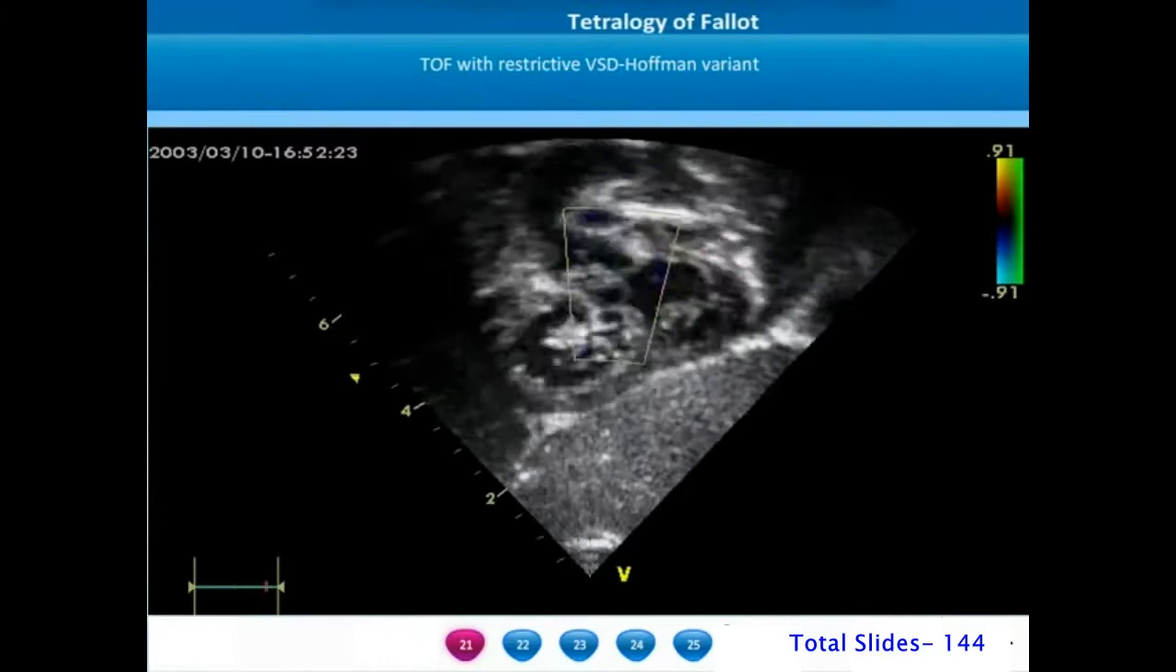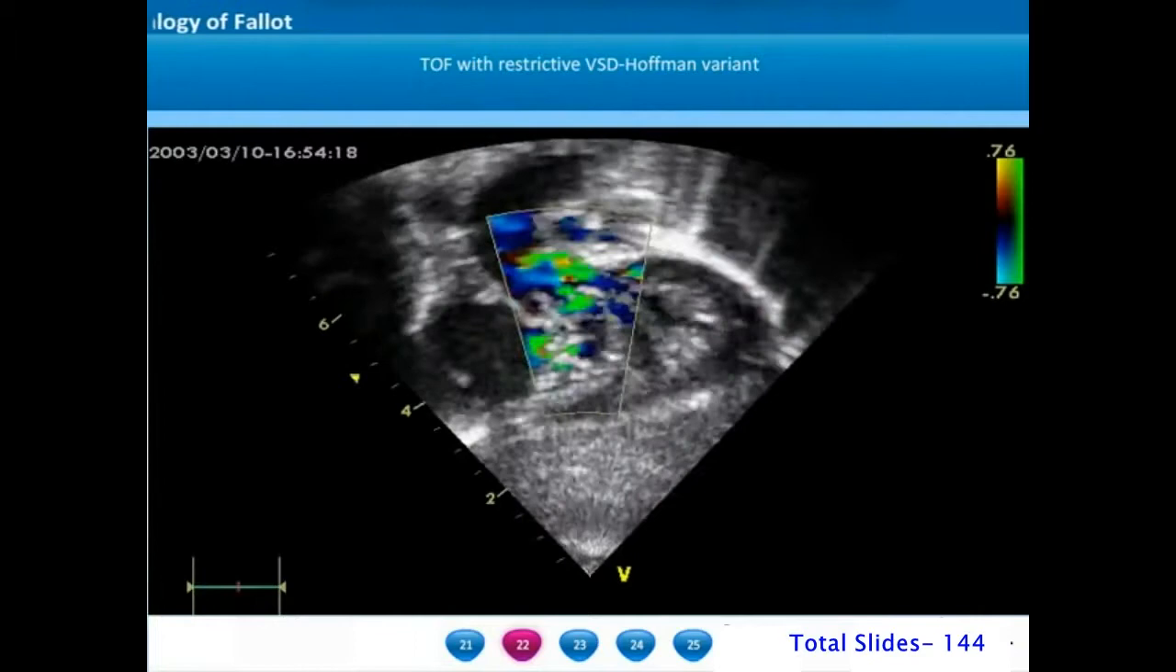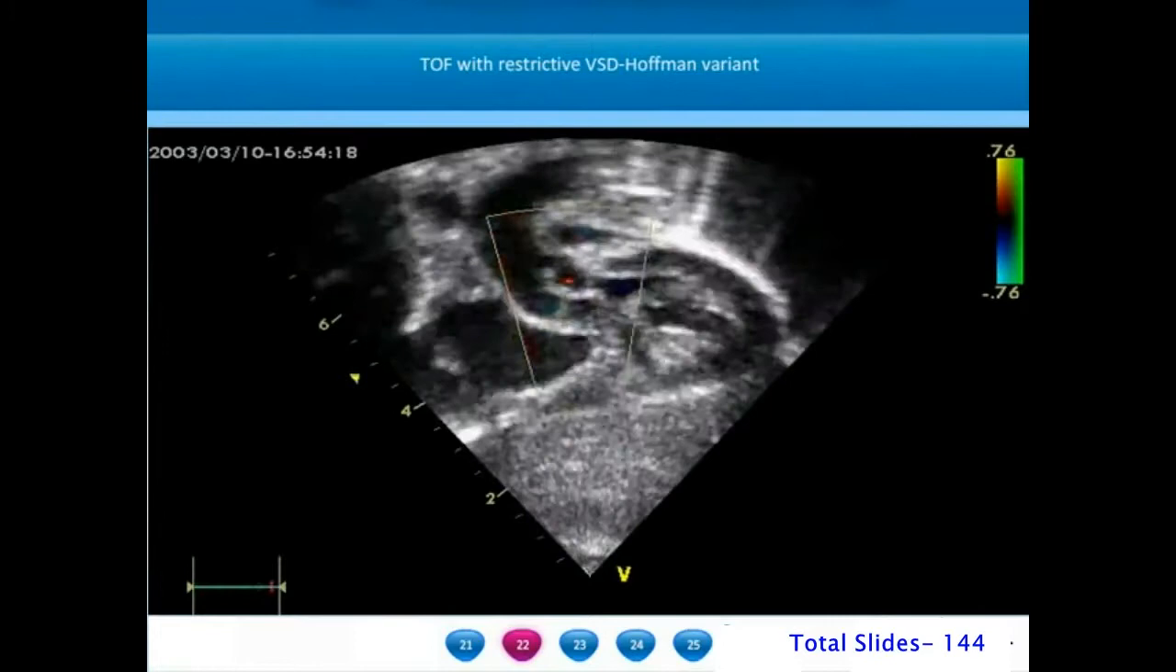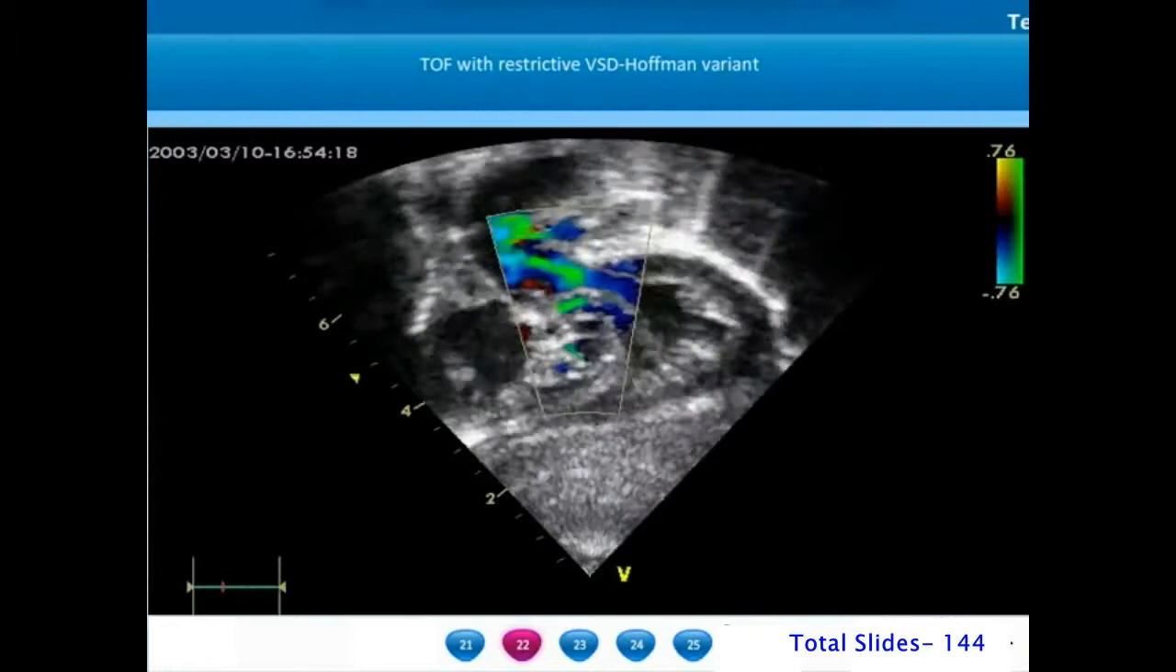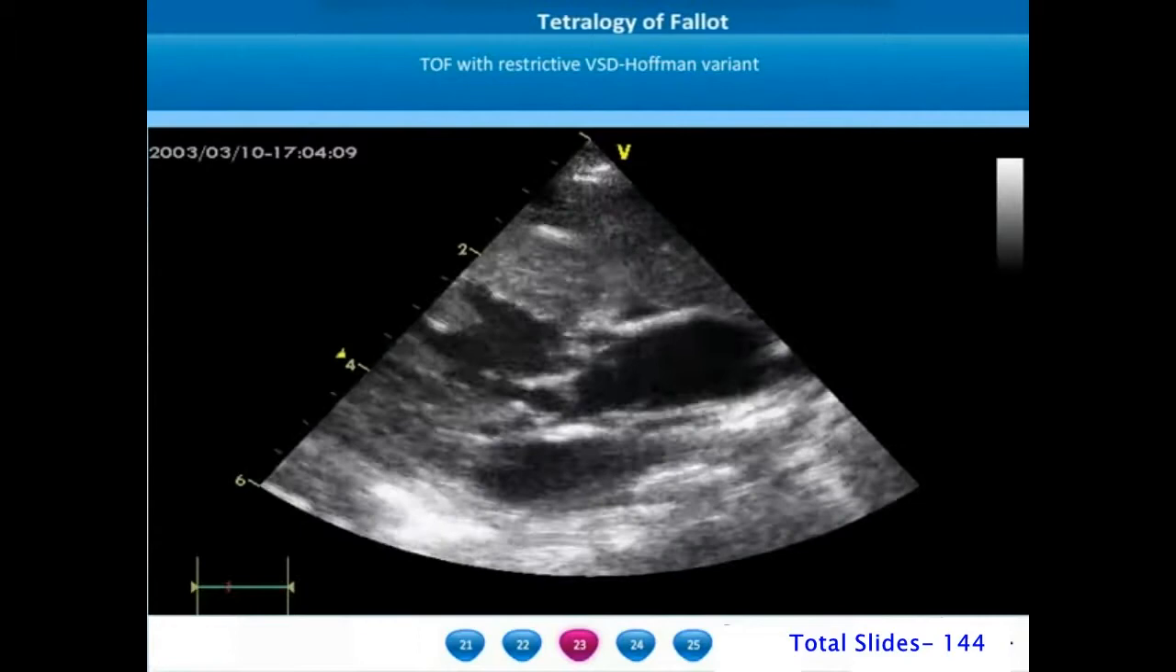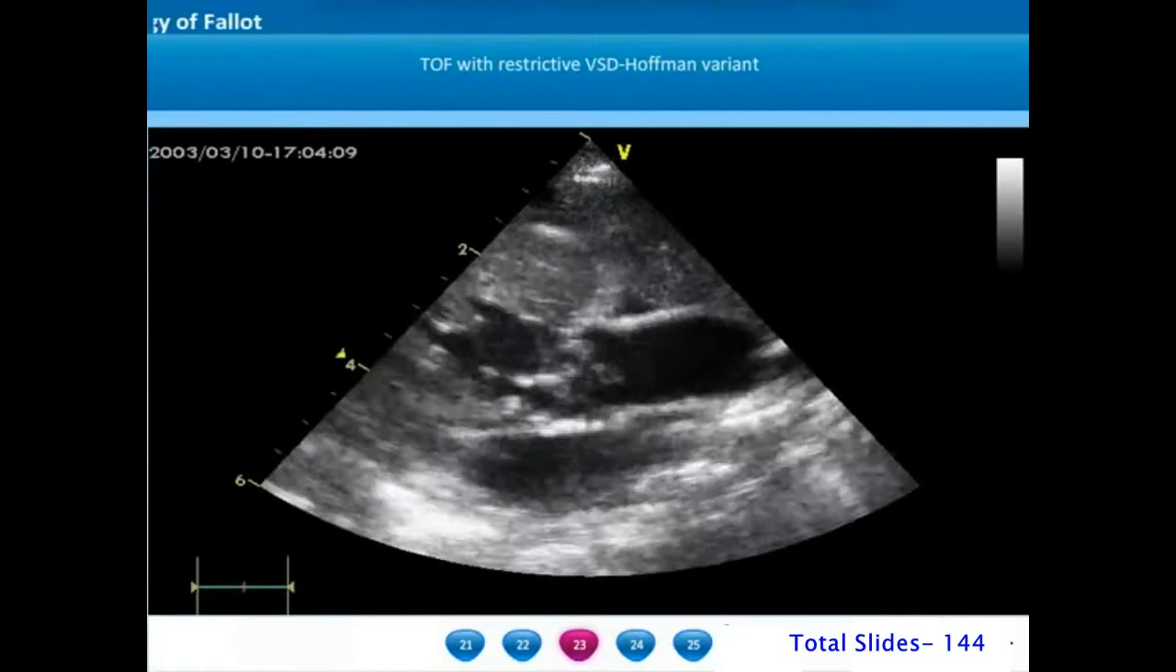On a subxiphoid coronal view, we can appreciate the ventricular septal defect getting restricted by the tricuspid valve leaflet attachments around the VSD margins and a turbulent flow into the aortic root. On a parasternal long axis view, we can see the tricuspid valve leaflets entirely attached to the margins of the ventricular septal defect, and because of higher right ventricular systolic pressure, the tricuspid valve tissue bows into the left ventricular outflow tract and in the subaortic area.